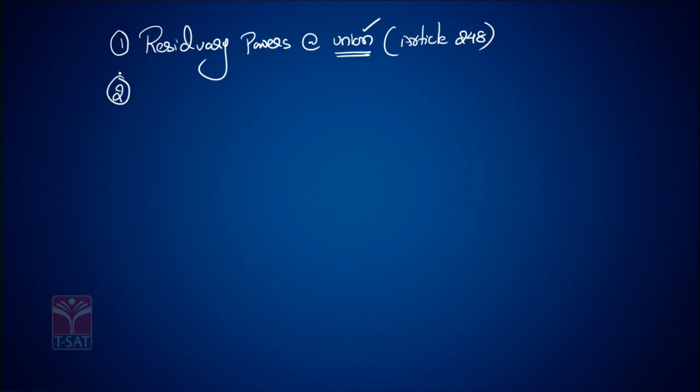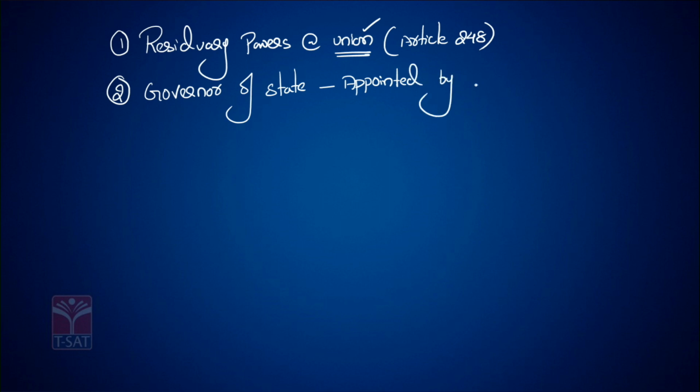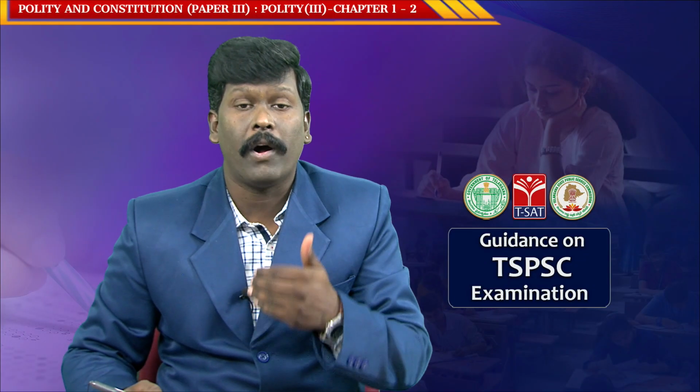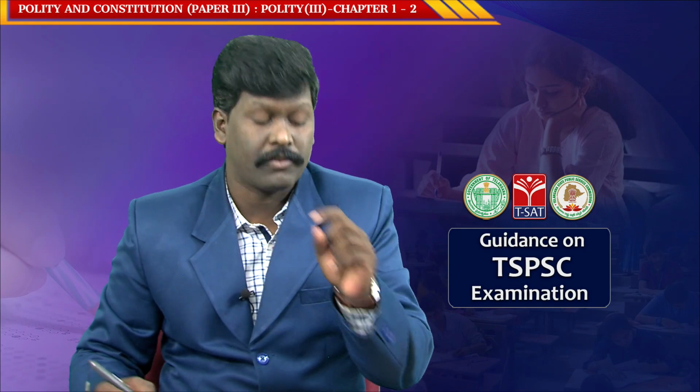Reason number two. In India, who is the head of the state? The head of the state is the governor. But who appoints the governor? The governor of the state is appointed by the President of India according to Article 155 of the Constitution. It is the President of India who appoints the governor, which makes the center stronger.